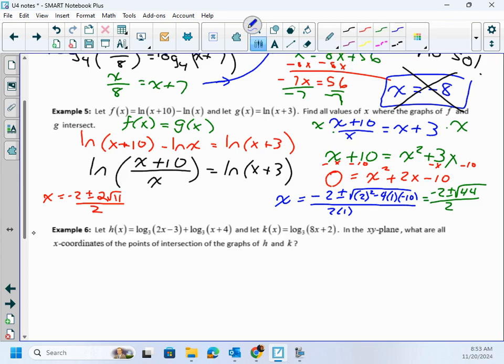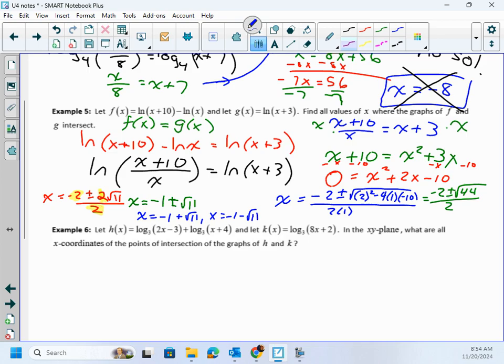Because this piece and this piece have something in common, I can simplify. Divide all those by 2. So it becomes negative 1 plus or minus the square root of 11. There are 2 answers here. x equals negative 1 plus the square root of 11, and then x equals negative 1 minus the square root of 11.